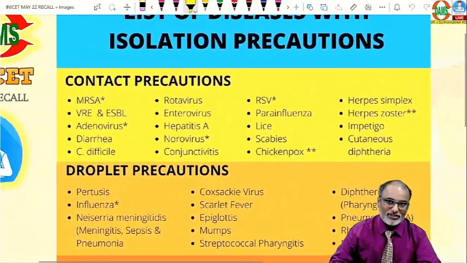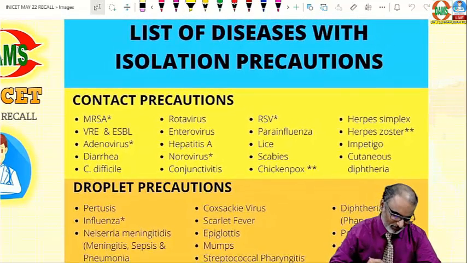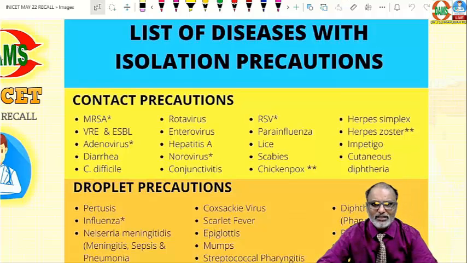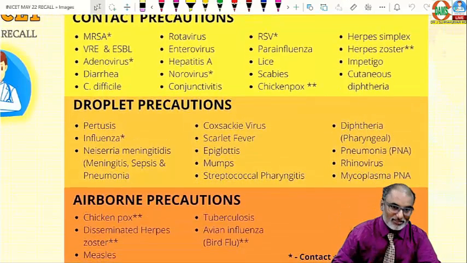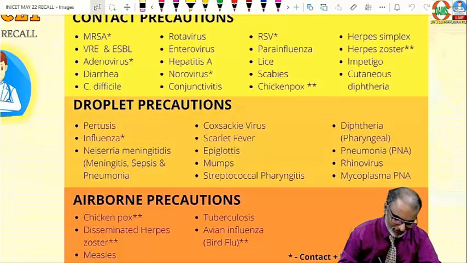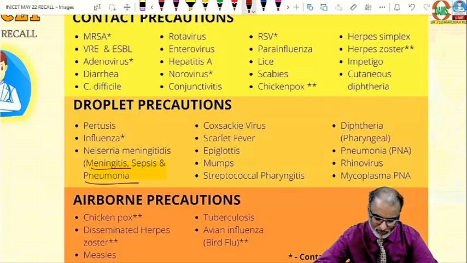See here. This is contact precautions. MRSA, ESBL, adenovirus, diarrhea, big list, rotavirus, hepatitis A, all diarrhea causing people, scabies, chickenpox, herpes simplex, many are there. Next is droplet: pertussis, influenza, meningitis causing people, pneumonia, coxsackie, mumps, diphtheria, many things.